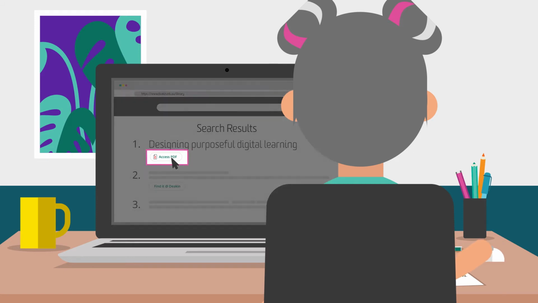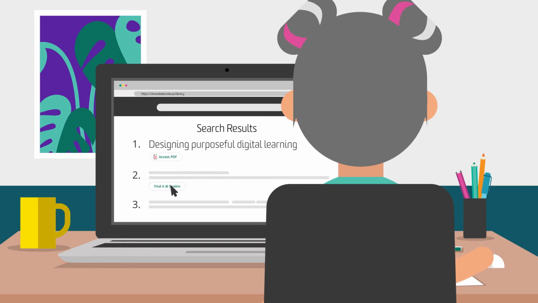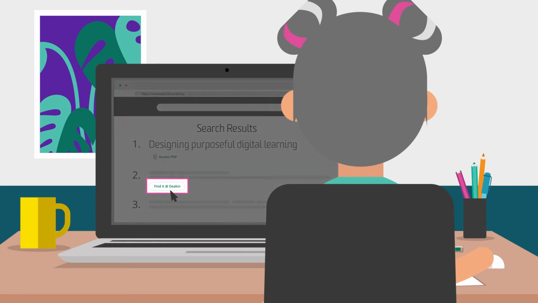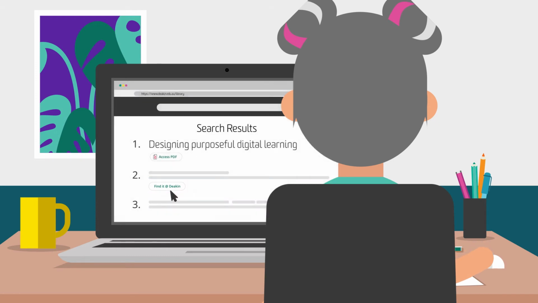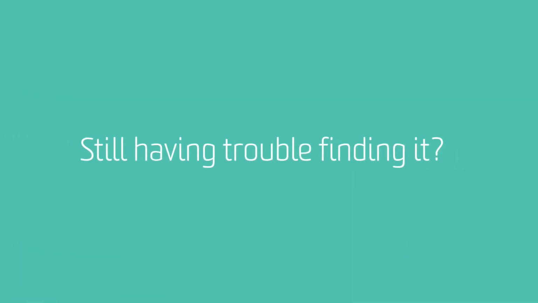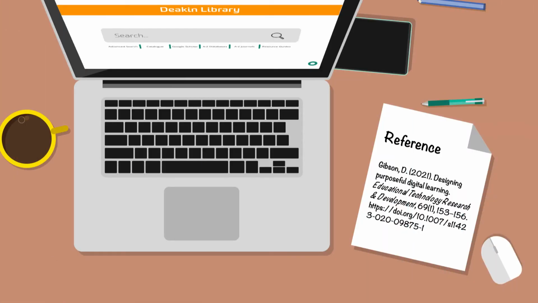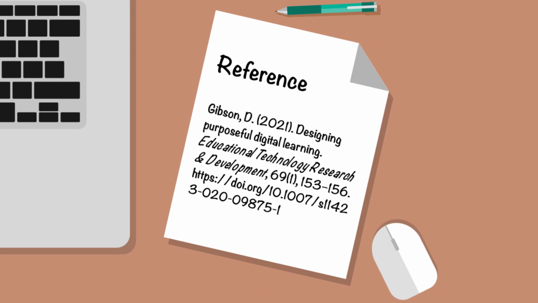You might find a direct link to the full text. Or you may see a Find It at Deakin option, which will lead you to other ways to access the article. Still having trouble finding it? Not every article appears in Library Search, but don't worry, there are other options.